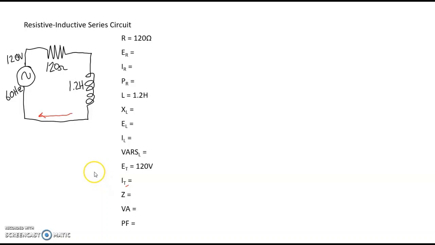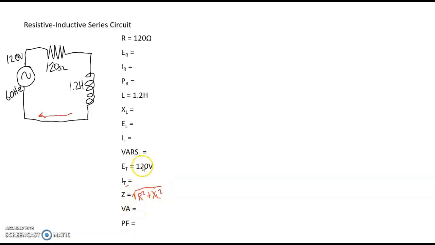Now, to do that, in this case, we need the impedance, Z, total impedance. To do that, there's a formula. If you look at Appendix B in the back of the textbook, you'll have this formula. It's also in the chapter. And that is Z equals the square root of R squared plus X sub L squared.